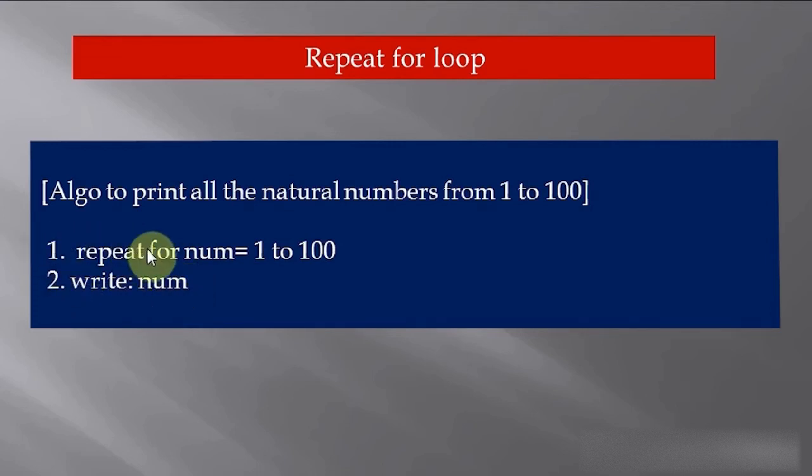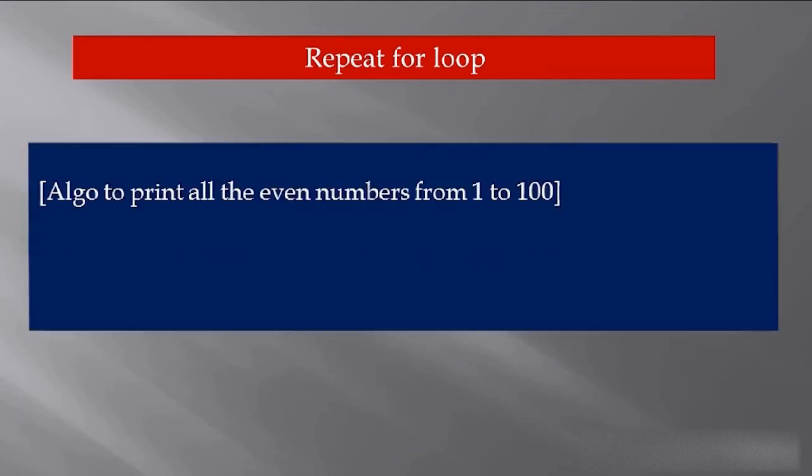After that it will go up and the value of num will be automatically incremented by 1 and it will become 101. But the loop will not execute. Why? Because the condition has become false, because we have said that repeat for num is equal to 1 to 100. That means this loop was to be executed only as long as the value of num runs between 1 and 100. And this is the end of the algorithm. Okay, so let's go to the next slide.